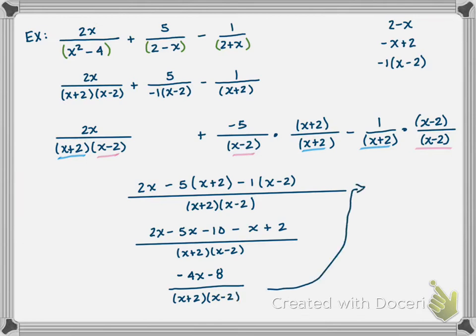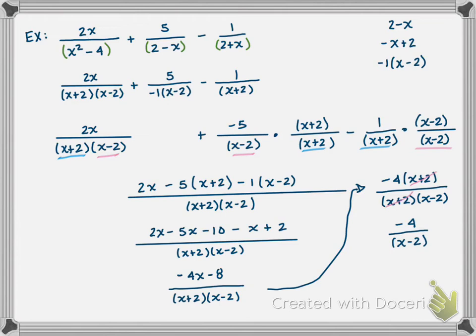And I'm running out of room. We'll go over here. So now that we're done with all our denominator work, we're done with all our simplifying of the numerator. Now we're just back to where we were yesterday, where we want to factor the numerator, factor the denominator, and cancel common factors. So the numerator is negative 4 times x plus 2. And then the denominator is already factored, so we don't have to do anything there. And now I can cancel that x plus 2. So my final answer is negative 4 over x minus 2.